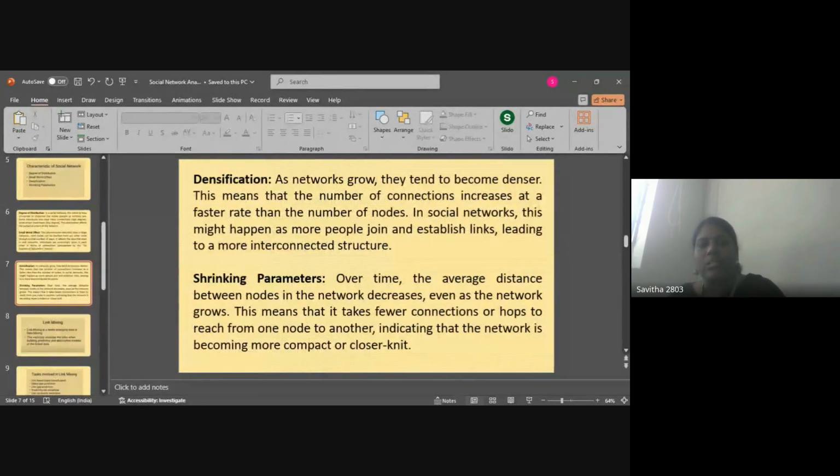Then the next one, densification. Densification means that as a social network grows from smaller to larger, the number of connections between nodes increases faster than the number of people connected to the bigger network. From smaller to bigger, it increases node by node. That tendency is called densification.